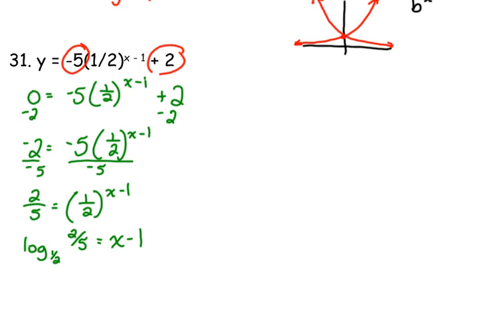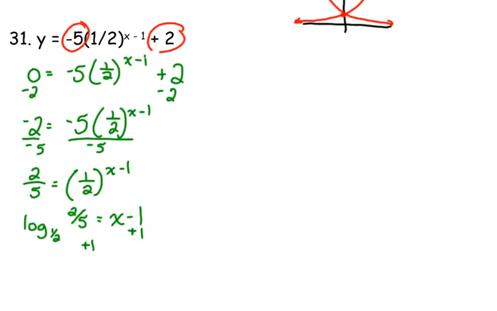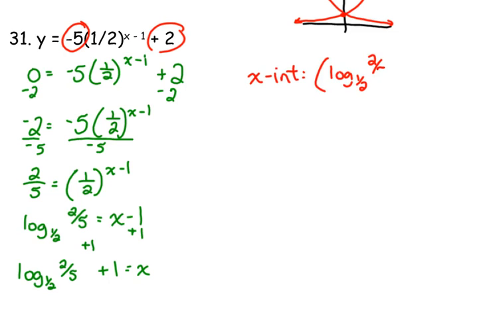That's the whole point. x should be on a side without an exponential or a logarithm with it. And then we need to add 1. But remember, we can't change what's in that logarithm, so it just gets stuck there on the end. That is our x-intercept. Yes, I want it in that form. Again, this is proving to me that you understand how to solve for an x-intercept and how to do it for different types of functions.